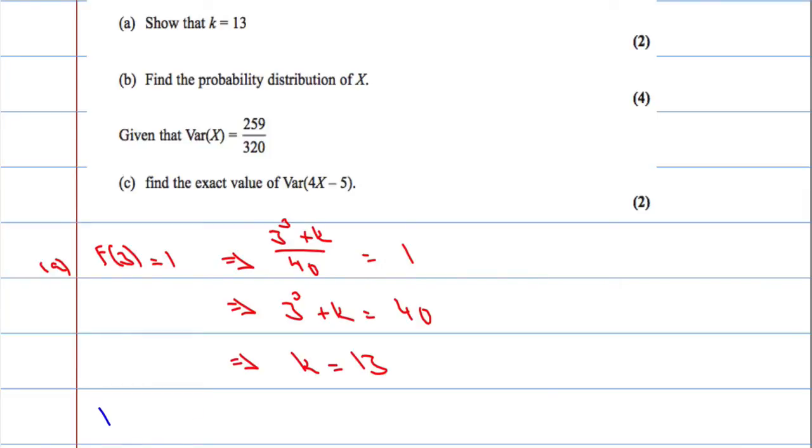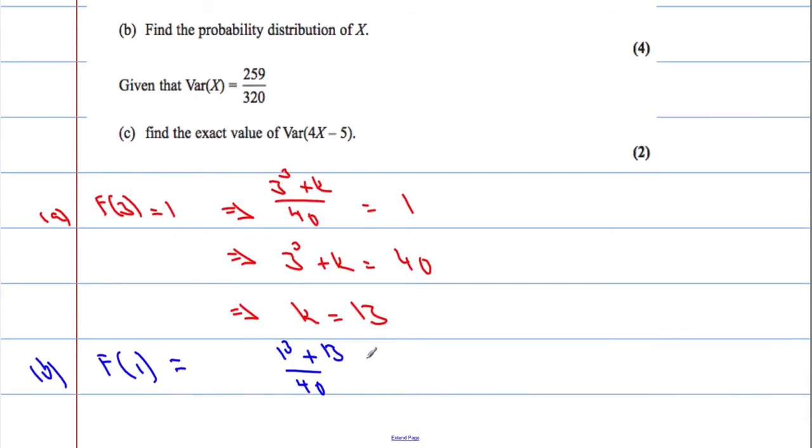Next part, find the probability distribution of x. Well, the next thing I'm going to work out is actually F of 1. So let's work out the first value. So we're going to get 1 cubed plus k, well we know k is 13, over 40. Let me just change this symbol to an equals. So F of 1 is going to equal this. 1 cubed is 1. 1 plus 13 is 14. So we get 14 over 40, which is in fact 7 over 20.